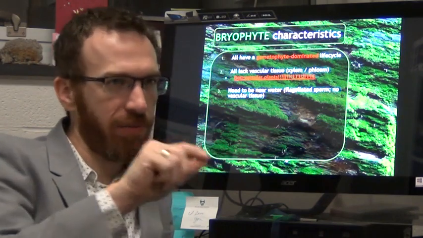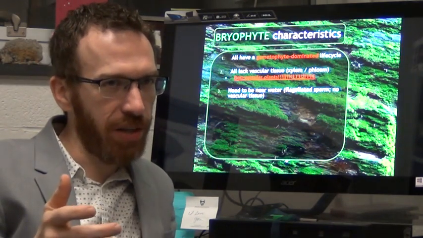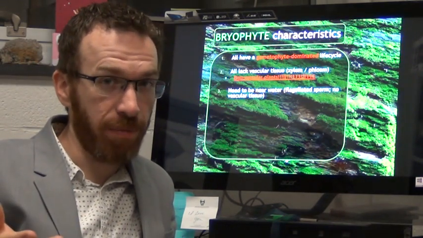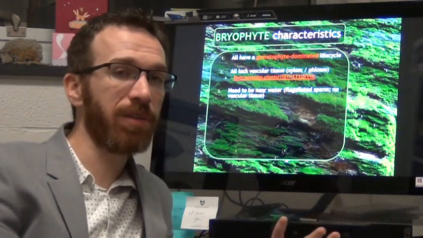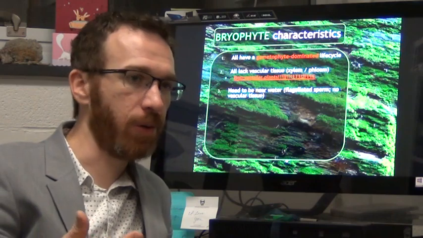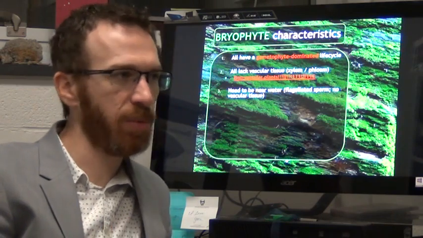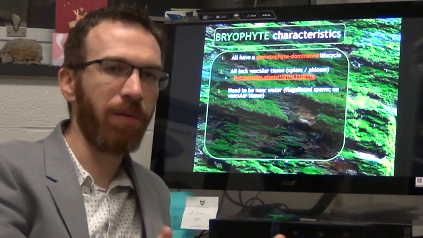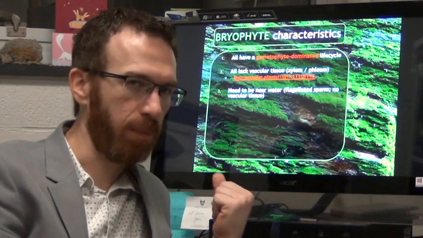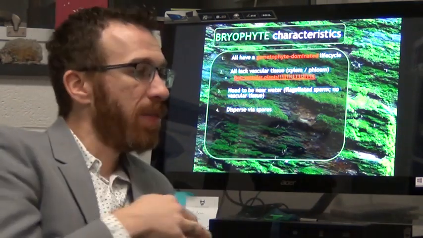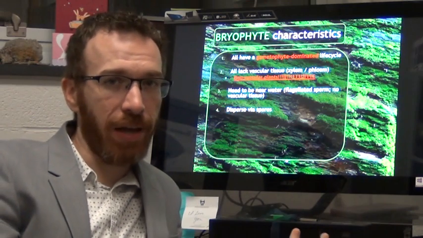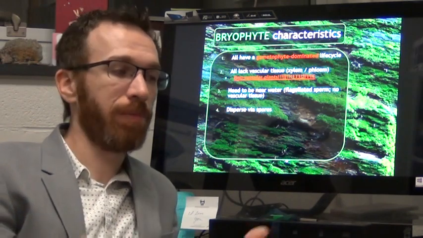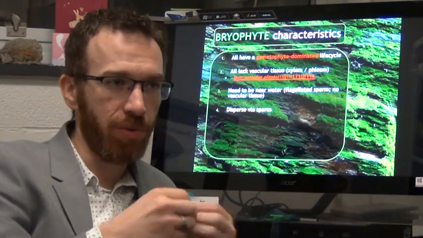So if the sperm has a flagella, that flagella doesn't work unless it's in water. And so they need to be near water, which is why you find mosses and things in moist places, right? Near ponds, streams, where there's water dripping, oftentimes there's moss. This is why. Third, they do not have seeds, right? They're seedless plants. So they use spores instead of seeds to disperse.